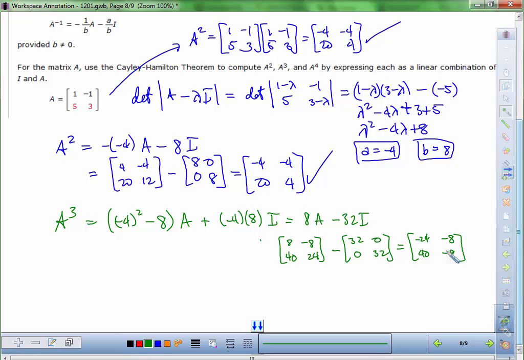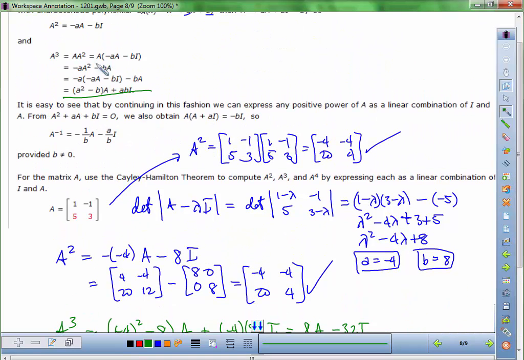So they want us to find A to the fourth. They didn't do A to the fourth for us, huh? Suppose we just do the same thing over here. Let's see if we can come up with a formula for A to the fourth.